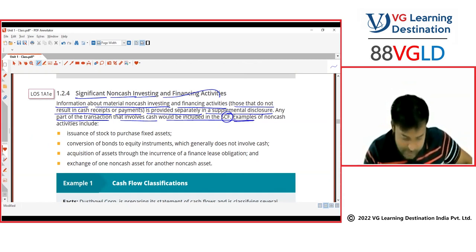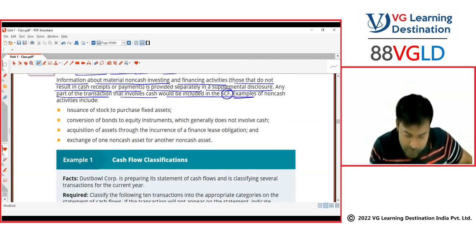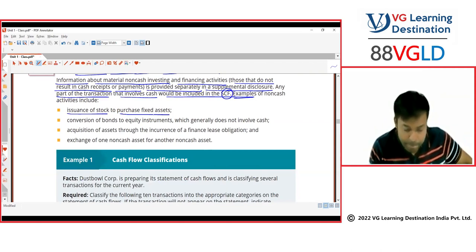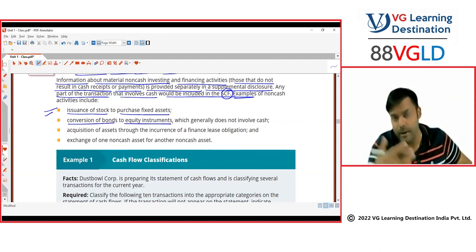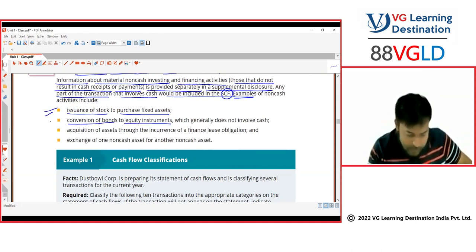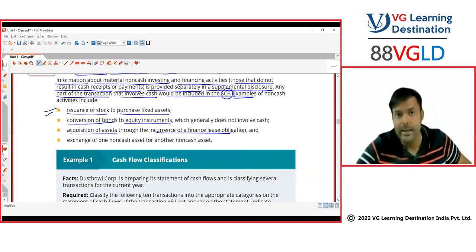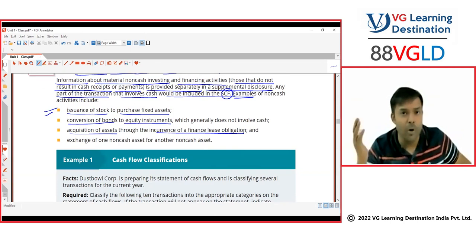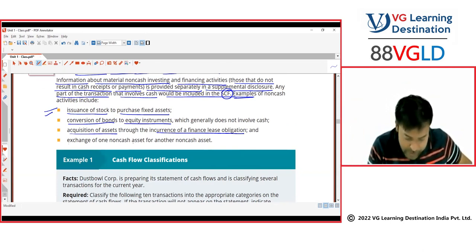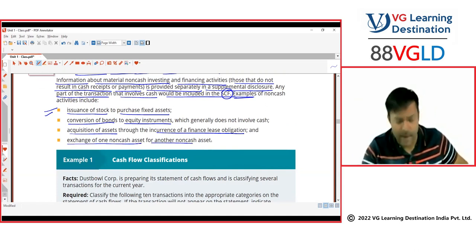What are the examples in this case? Issuance of stock to purchase the IA, so to purchase fixed assets, non-cash, we have done this. Conversion of bonds to equity, like the conversion of preference shares, again non-cash. Acquisition of an asset through incurrence of a lease, that means you have taken it on lease. Till the time you are not making the payment, it is going to be a non-cash item. Exchange of one non-cash asset for another non-cash asset.